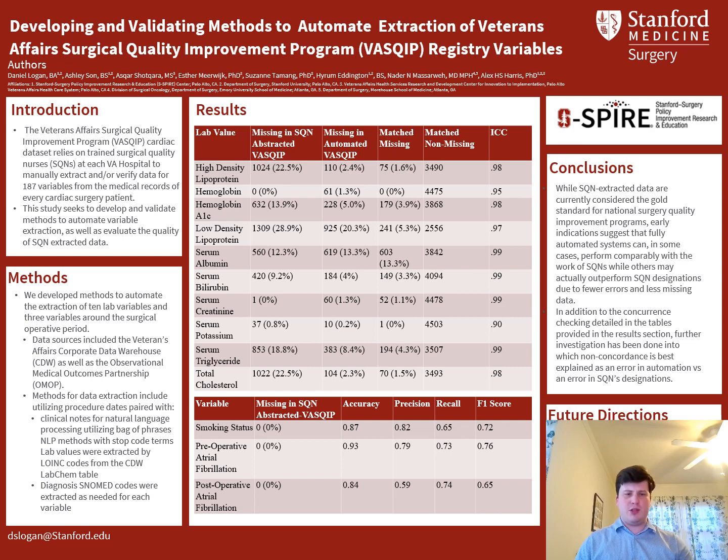Moving forward, there are still many cardiac VASQIP variables which have not yet received automation efforts, which may benefit from methods already considered for previous variables, as well as methods not yet considered. Additionally, these attempts at automation provide an opportunity to validate the current SQN extraction methods by considering cases where automated methods disagree from SQN designations. Finally, also being considered are the best ways to implement automatic designations and how they might be used to supplement nurse extractions as already exists.